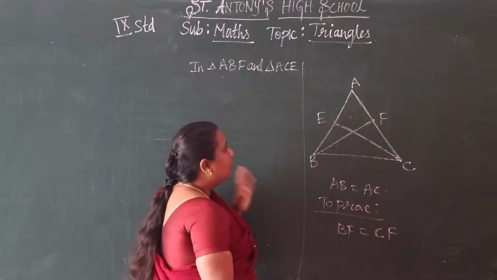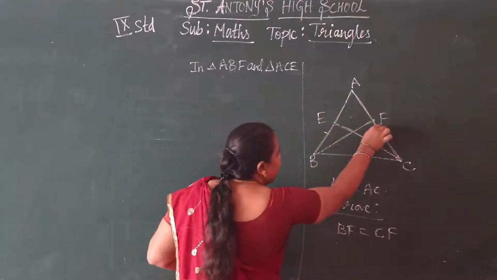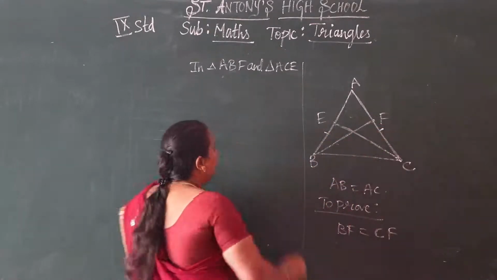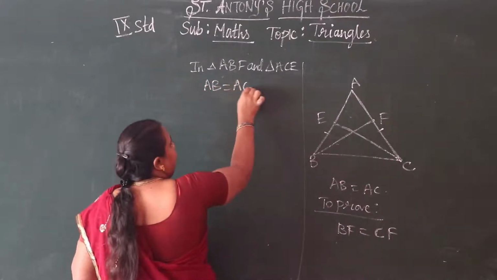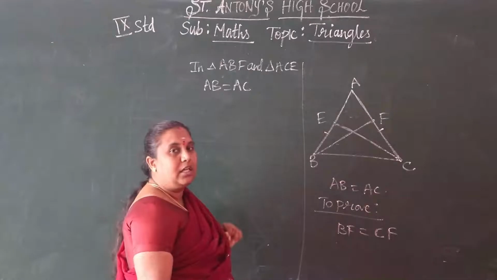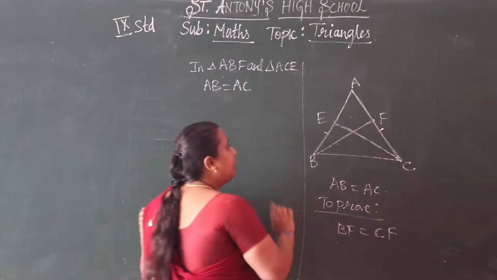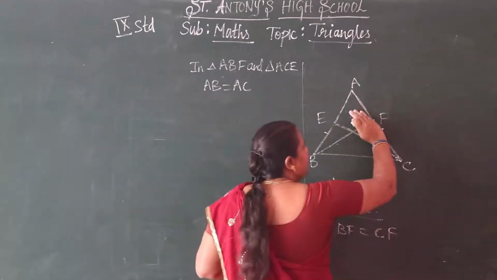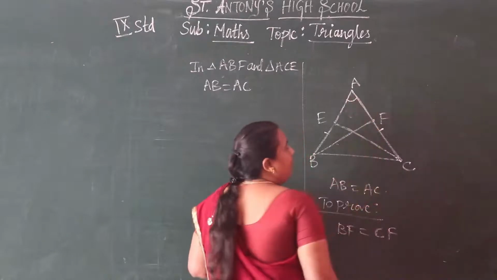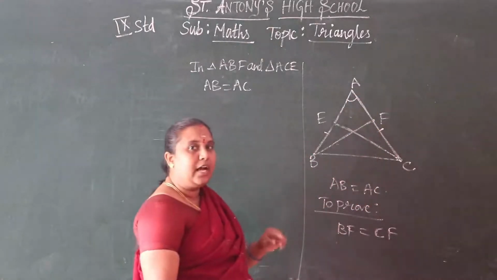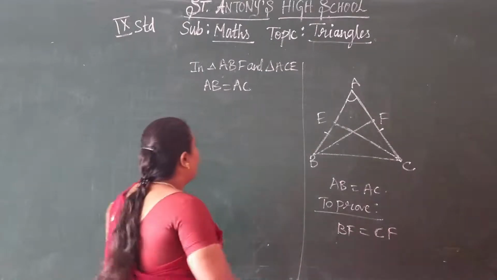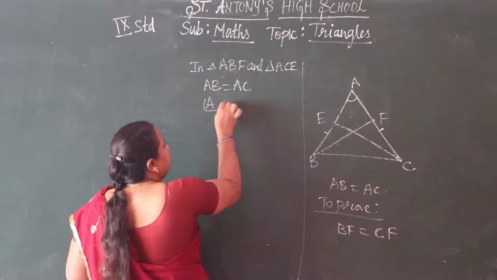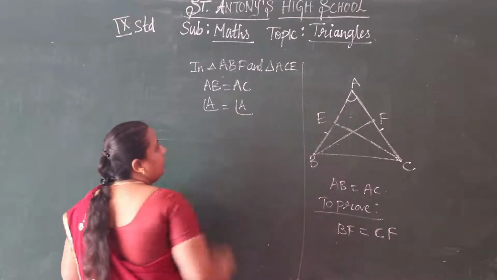In this, we know AB equals AC. That is given, equal sides. And in these two triangles, the angle A is common. Here we have the angle A common for two triangles. Therefore we can say angle A equals angle A.